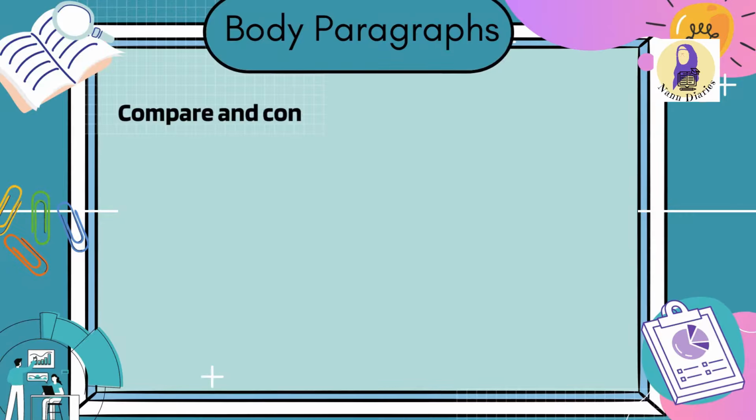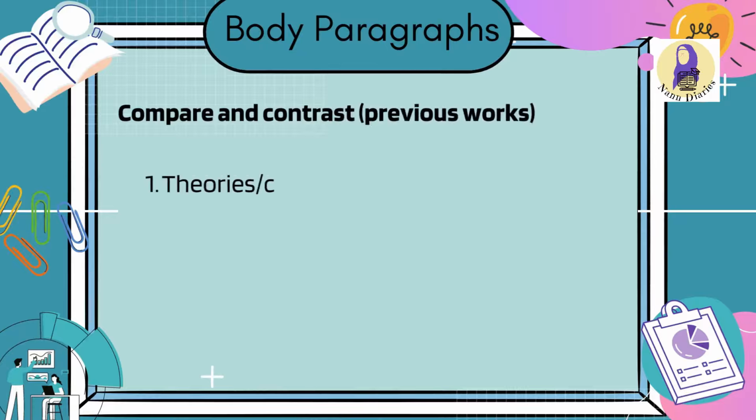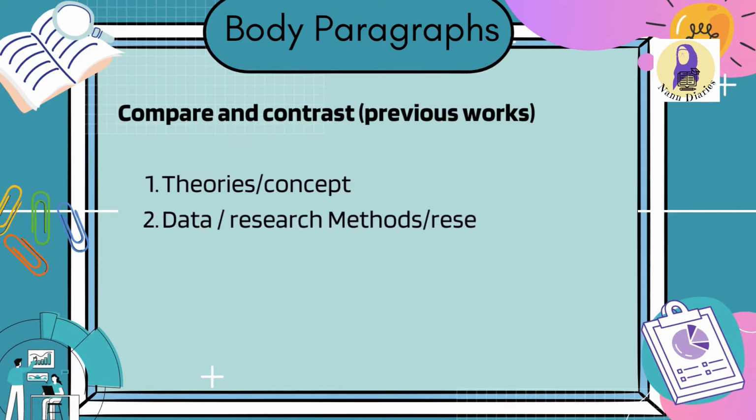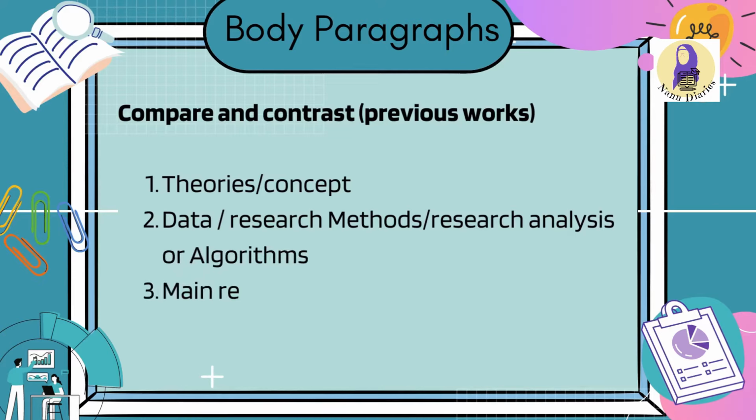And then in the body paragraph of this literature review, we will compare and contrast previous work. First, theory and concept in their work. You can compare the data or the research method they use, or you can compare the results. You don't need to compare all three of them. You can just pick one of them.